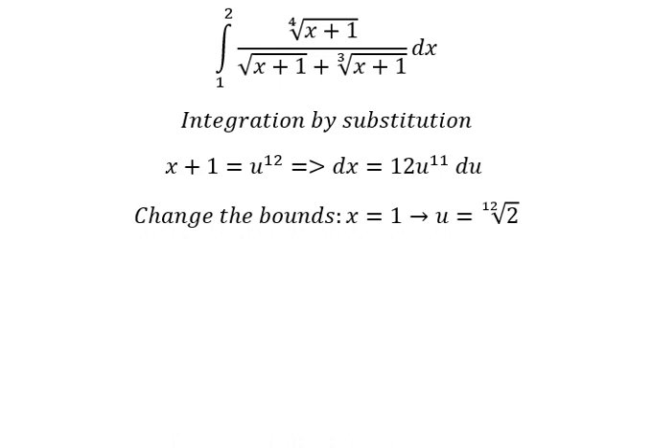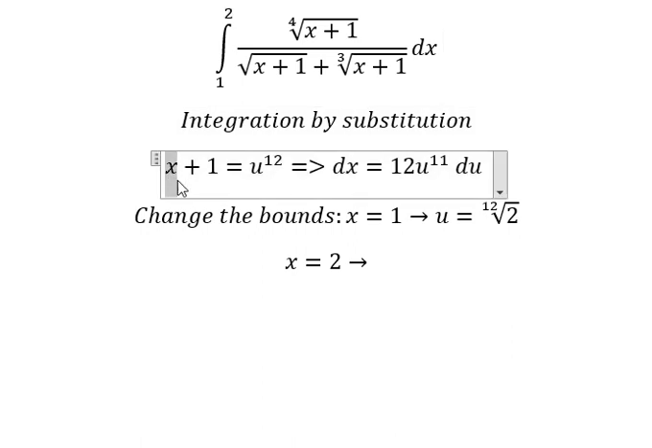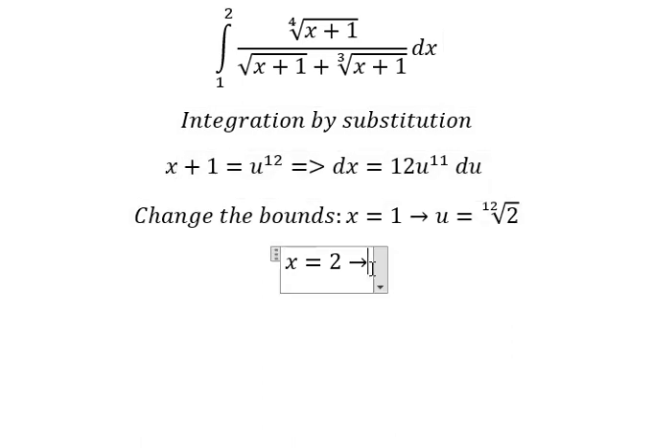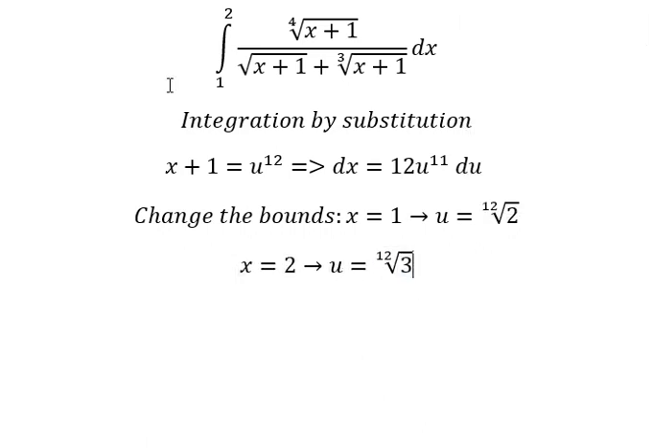Next, when x equals number 2, we put number 2 in here. So 2 plus 1, we have number 3. And we can find the value of u equals the 12th root of number 3.